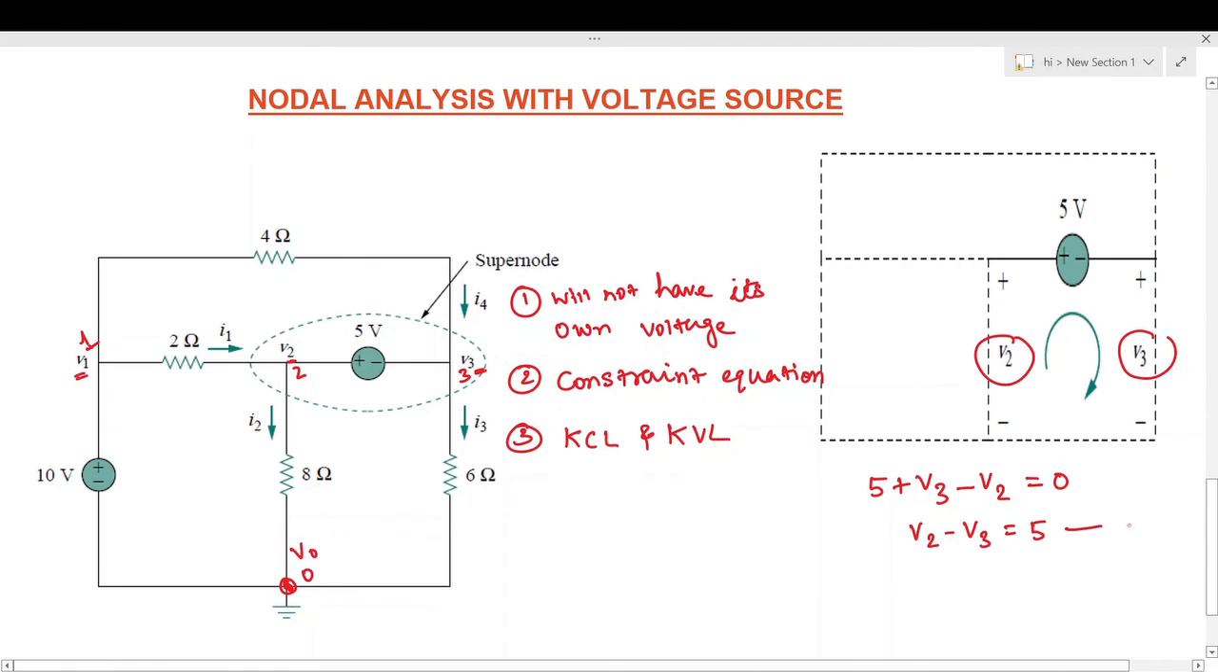Say this is equation number 1. We know the voltage value of the non-reference node is equal to the source voltage value, because the voltage source is connected between the reference node and one non-reference node. In this, the non-reference node is 1 and the reference node is 0. So we will take V1 is equal to 10 volt. Okay, fine. Say this is equation number 2.